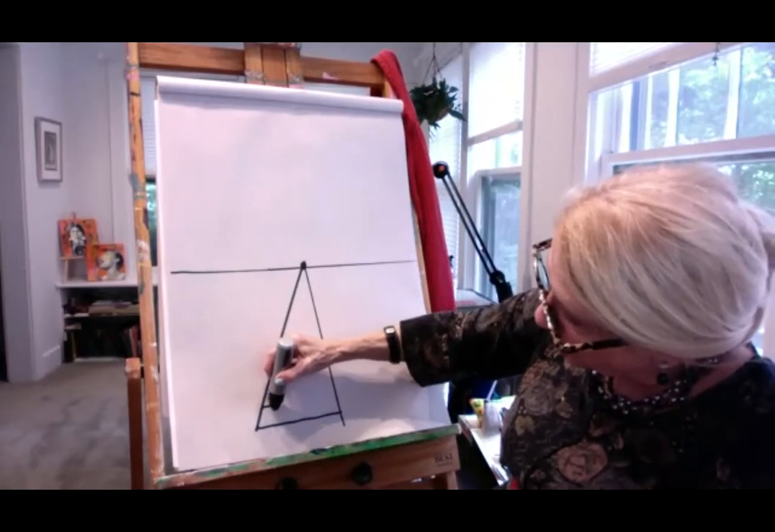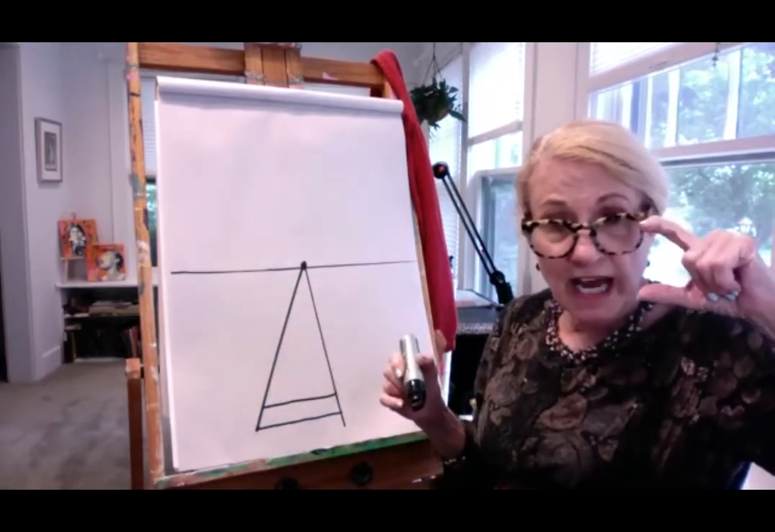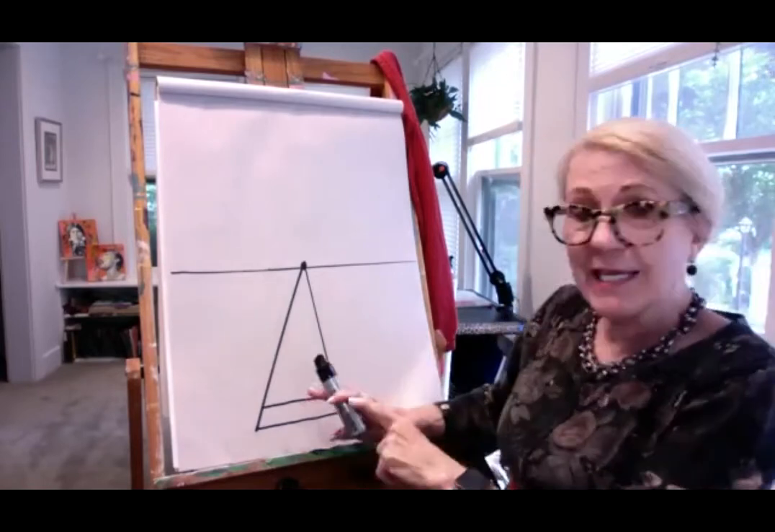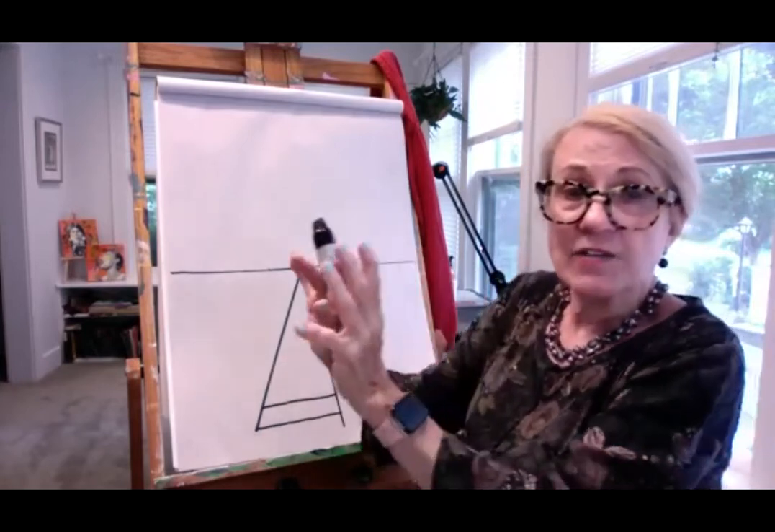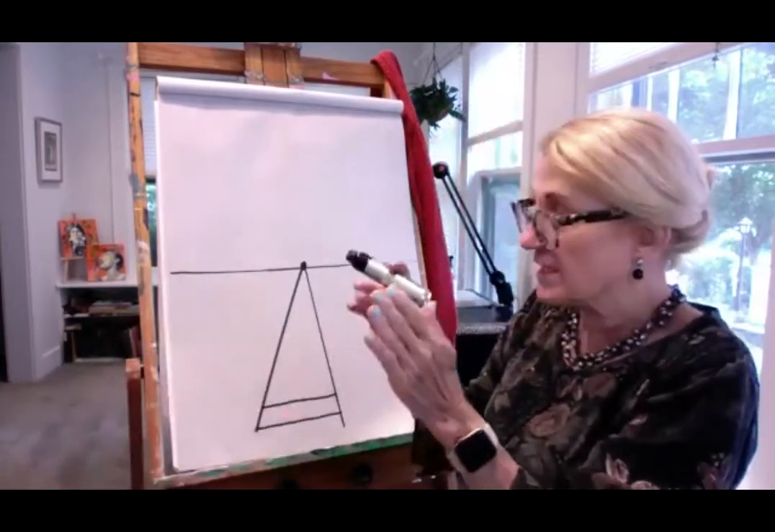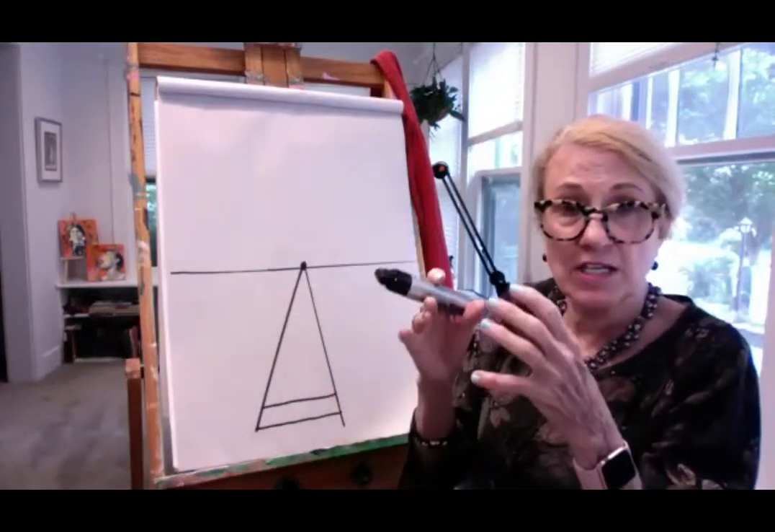Your railroad ties, the ones closest to you, are going to have the most gap or space between the ties. As they recede into the distance, the lines, the horizontal lines depicting the ties.